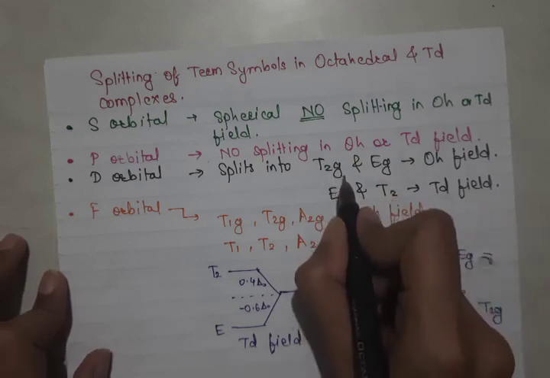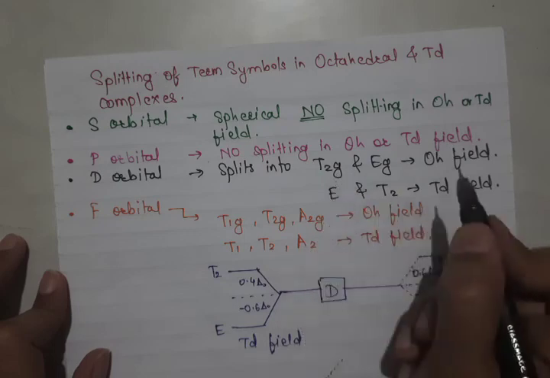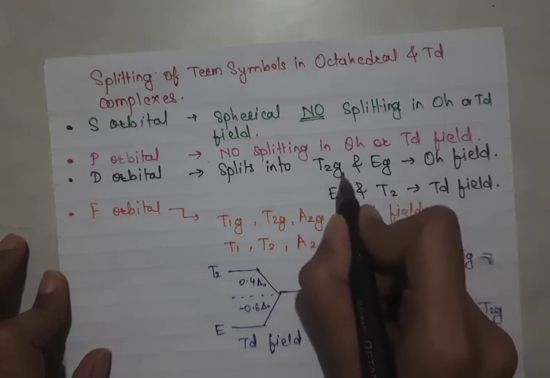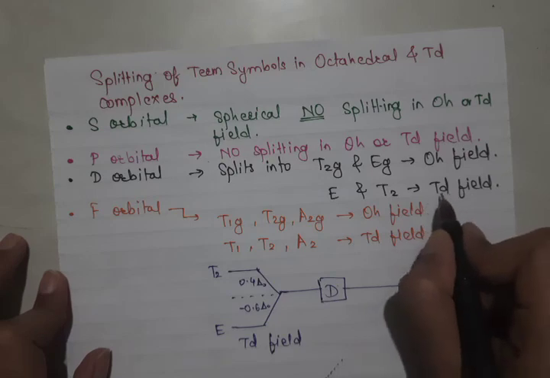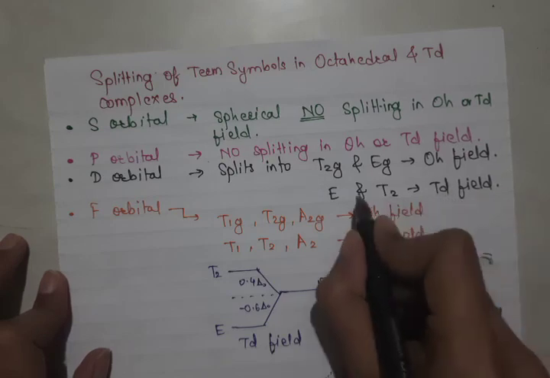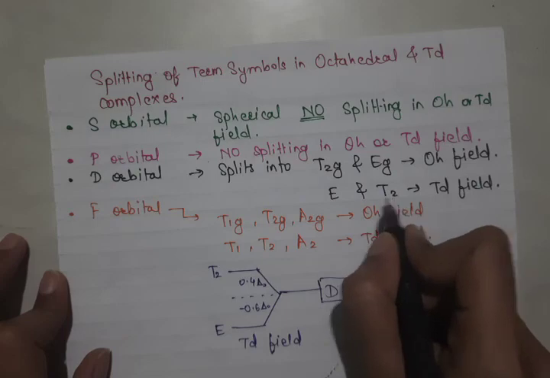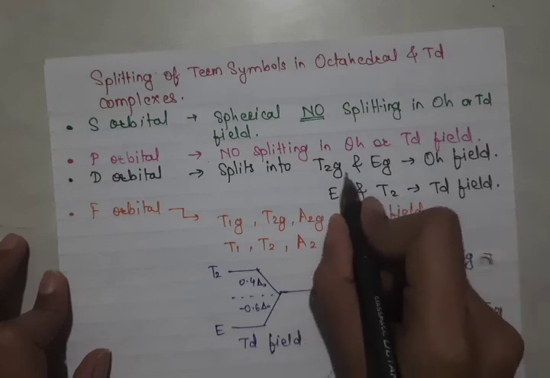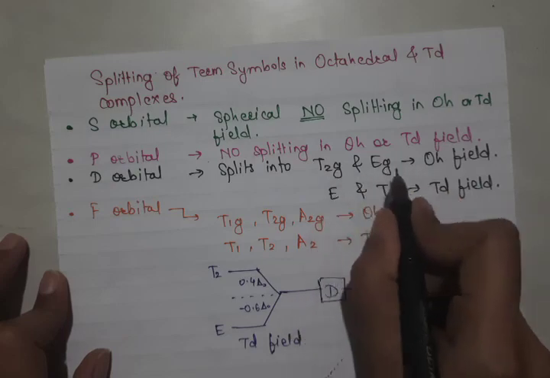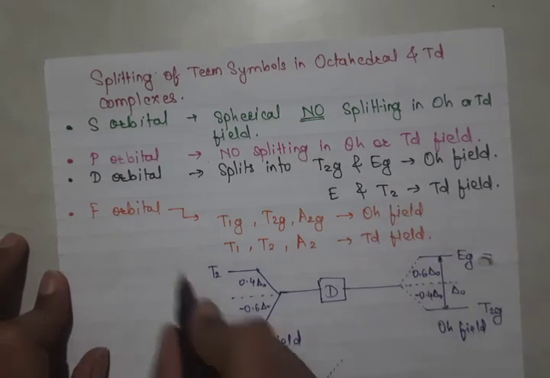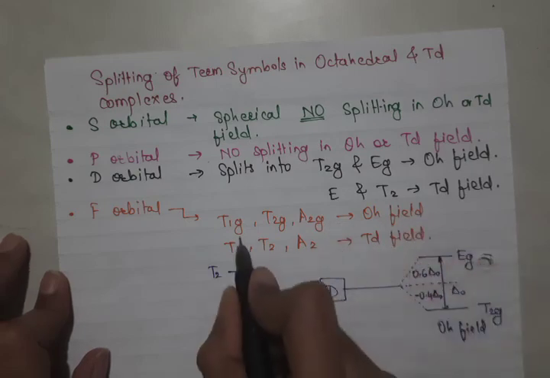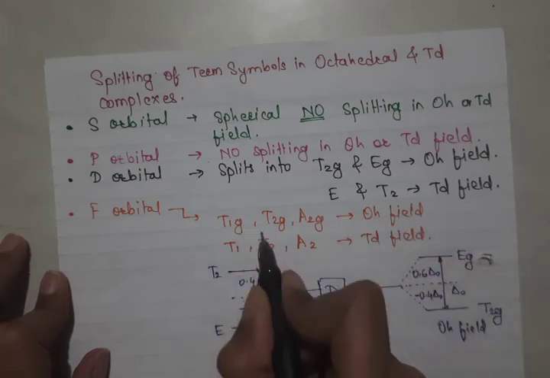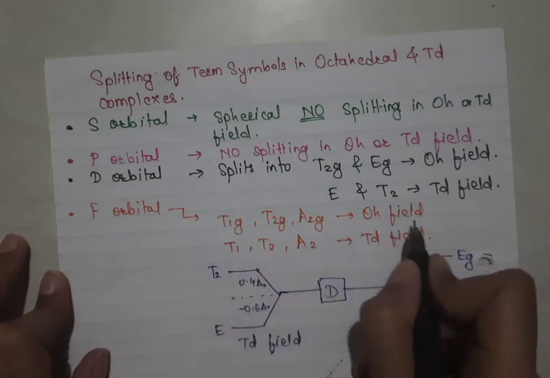The g indicates gerade. Gerade means a center of inversion is present in octahedral complexes, but the center of inversion is absent in tetrahedral complexes. That's why we cannot use the g or u label in tetrahedral complexes; the g label is used only in case of octahedral complexes. The F term splits into T1g, T2g and A2g in the octahedral field, because a center of inversion is present.